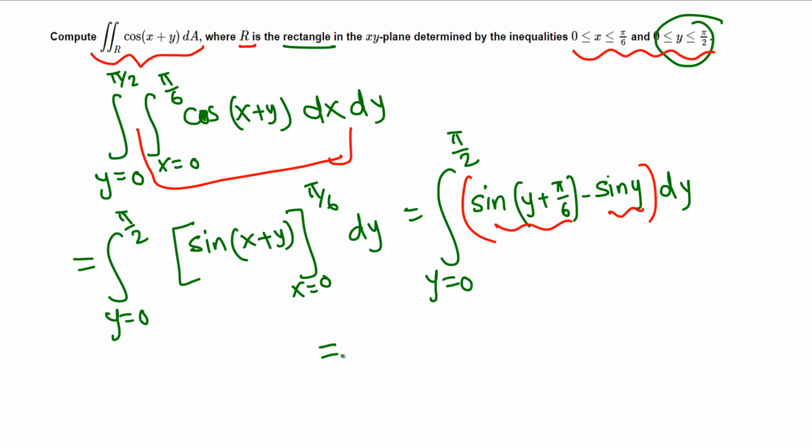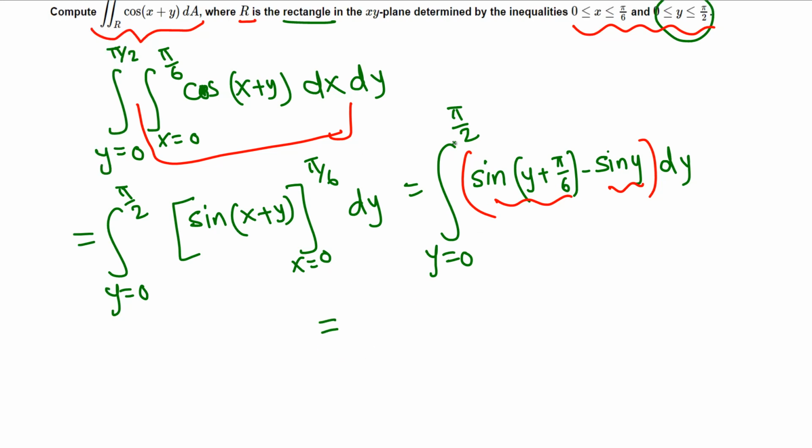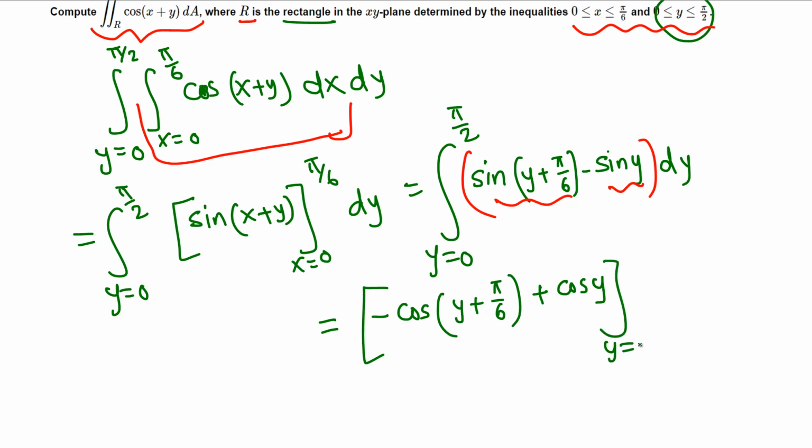So let's integrate these two terms here with respect to y. So this will be then the antiderivative of sine, which is negative cosine, y plus pi over 6 divided by the coefficient of y, which is 1, so we don't have to divide anything, and pi over 6 is just a constant, minus the antiderivative of sine, which is negative cosine, that makes positive cosine y, and we are evaluating from y equals 0 to pi over 2.